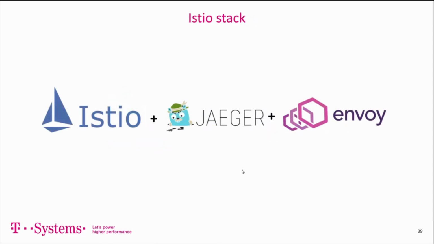The Istio stack consists mainly of Jaeger, Envoy proxy and Istio itself. Jaeger is for cloud tracing, so you can see who communicates with whom, what the status codes are, whether the requests go through, how much bandwidth is used, and stuff like that. So it's very good for tracing. And the Envoy proxy makes some rules, like are you allowed to call this API or not?